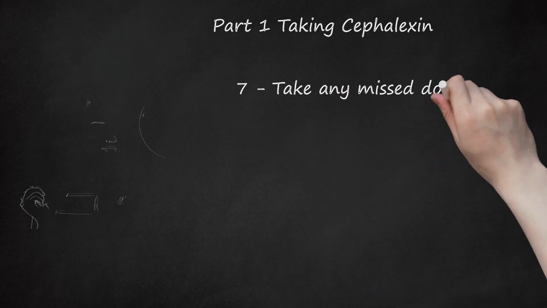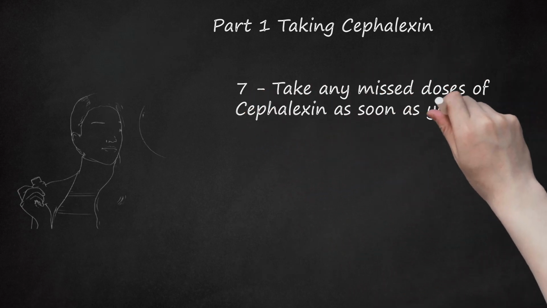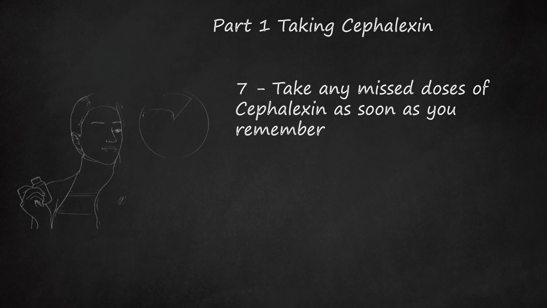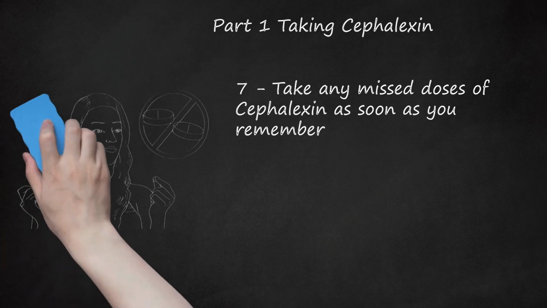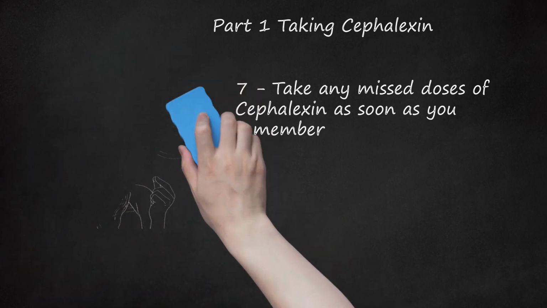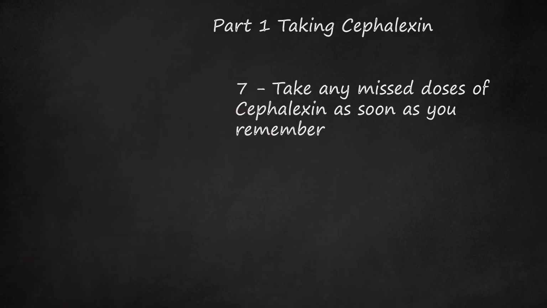7. Take any missed doses of cephalexin as soon as you remember. However, if there is 1 to 2 hours left for the next dose, just skip the missed dose altogether and wait for the next scheduled time. Never try to take a double dose just to make up for the missed dose. This may lead to overdose and adverse side effects.